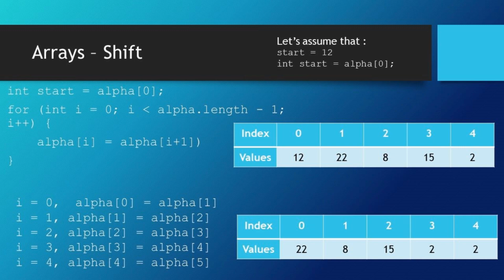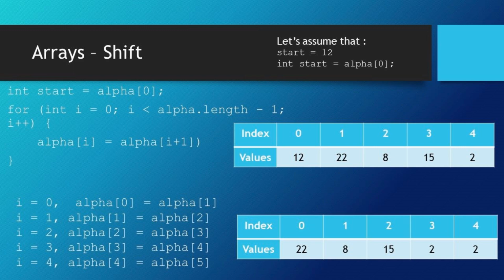When we go through the loop, I begins at 0. Inside the loop, we have alpha sub 0 equals alpha sub 1. The value at alpha sub 1 is 22, so it is copied into alpha sub 0, or position 0 in the array. The I is incremented to 1. Alpha sub 1 gets the value at alpha sub 2. The value at alpha sub 2 is 8, so 8 is copied into alpha sub 1. I is incremented to 2.